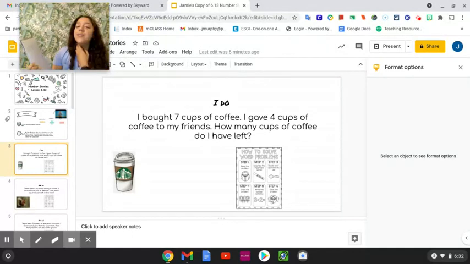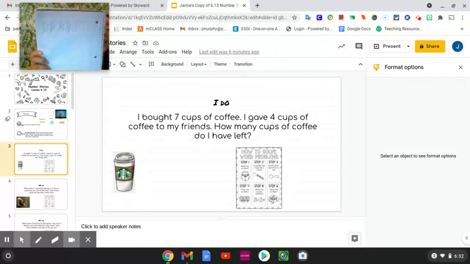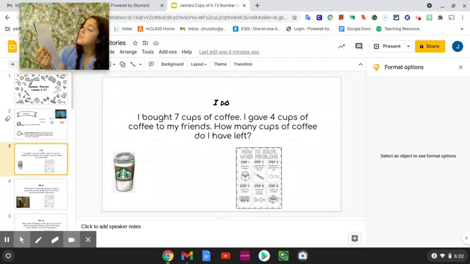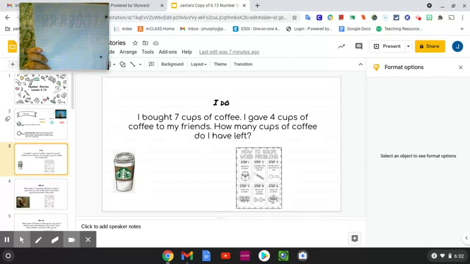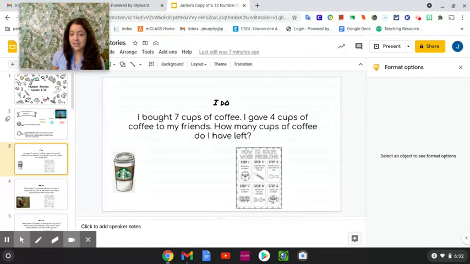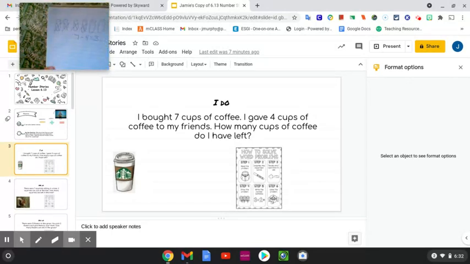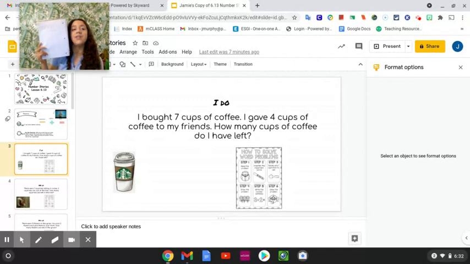There. Now I have to find out how many cups of coffee I have left. Well, the coffee with an X on it is gone. So I have to count the cups of coffee that don't have an X. 1, 2, 3. I have 3 cups of coffee left. Now I have to write a number sentence. I started with 7 minus 4 equals 3. 7 minus 4 equals 3. I have 3 cups of coffee left. All right, friends, I'm stepping out.